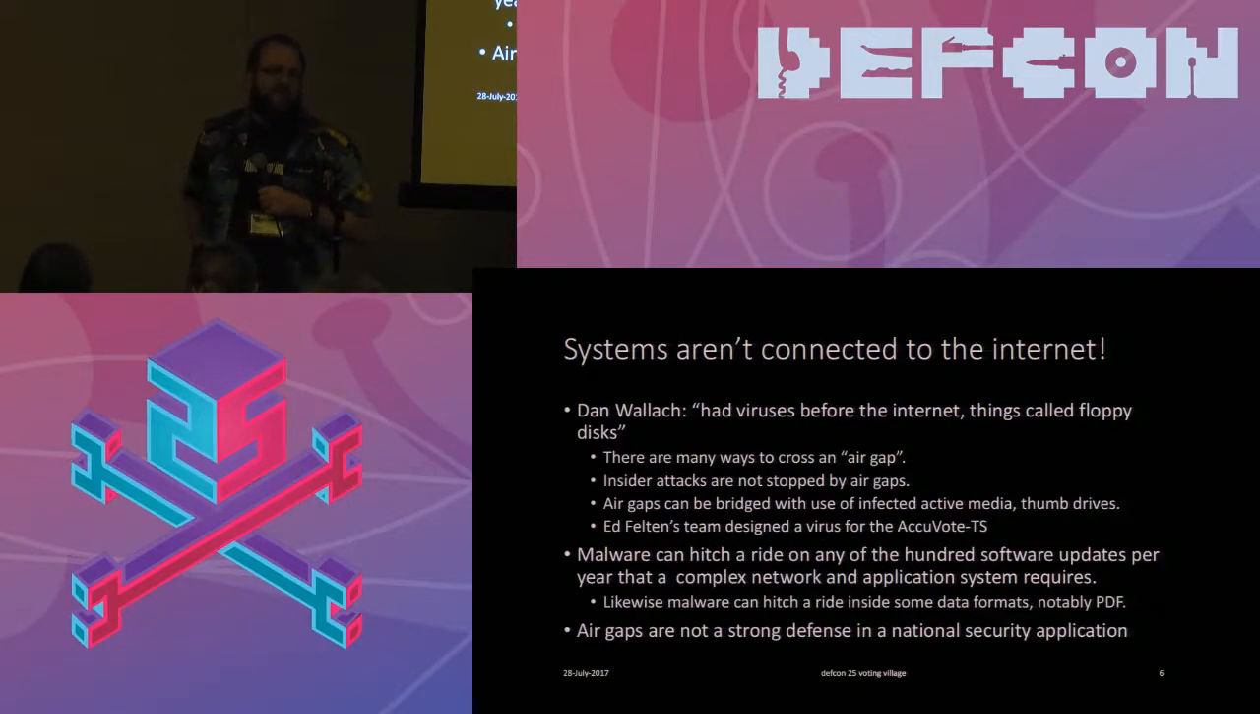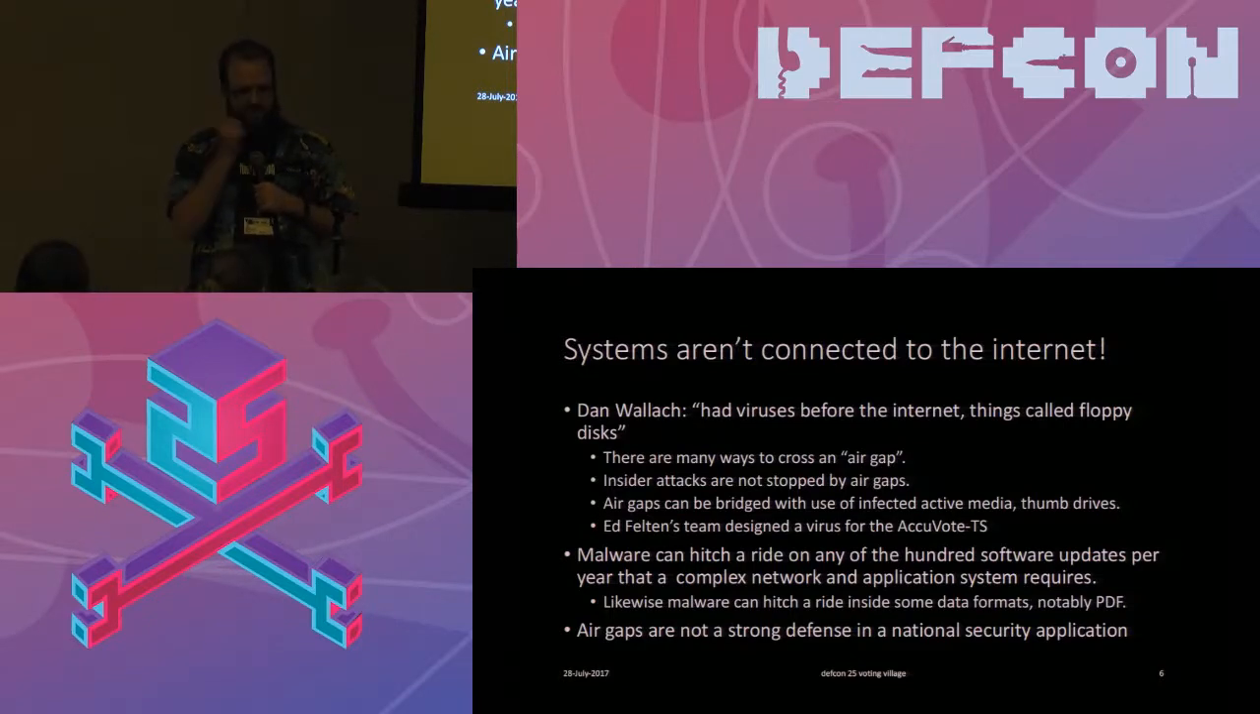Finally, the systems are not connected to the internet, so you may have heard this a lot too. And I love to point out what Dan Wallach has said in the past. It's like, yeah, we had viruses before the internet. We had these things called floppy disks, and they would be transmission vectors for malware. And there's just so many ways to cross air gaps these days. In my earlier talk today, I talked about air gap networks having rogue Wi-Fi attached to them for whatever reason to help people out, because people don't recognize that may be a security vulnerability, but it helps them do their work better. And insider attacks is another really good point to make here, is that insiders have the ability to cross the air gap if you get the right insider.